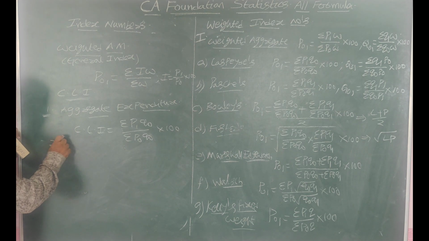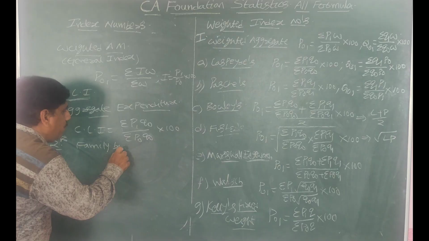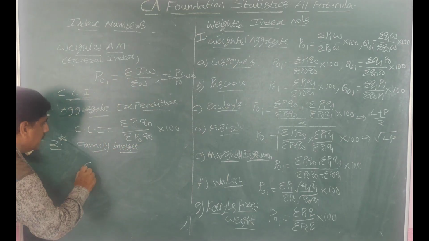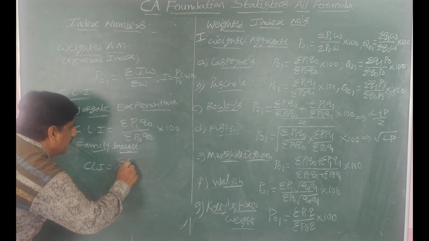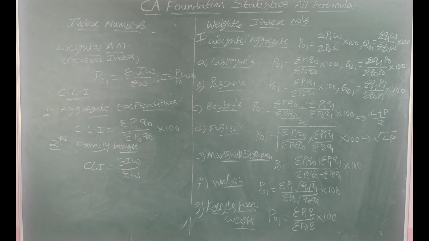And the family budget method, which is the mostly used method. The family budget method formula for CLI is the general index, which is this formula, summation IW by summation W. The family budget method formula is this one.